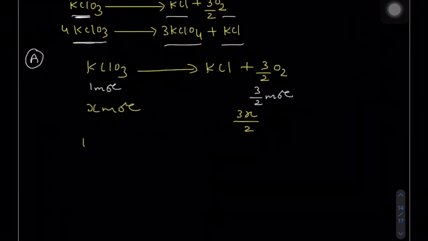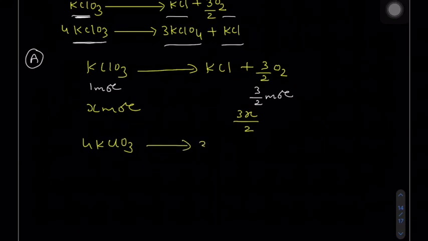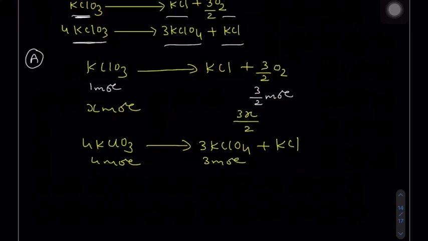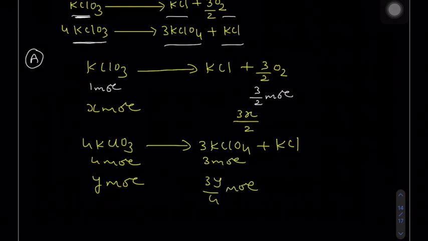Now come to the second reaction. 4 KClO3 gives 3 KClO4 plus KCl. Now 4 moles of KClO3 will give how many moles of KClO4? 3 moles according to the standard condition. Now let's suppose Y moles of KClO3 will give how many moles of KClO4? 3Y by 4 moles of KClO4. Are you getting my point?